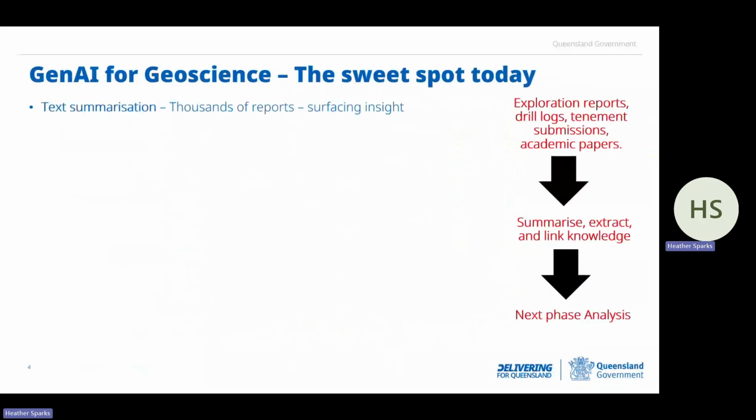Well, text summarisation is a really important component of that. The ability to go through thousands of reports and surface insight. Entity extraction and tagging. So this is identifying commodities, formations, coordinates, concepts like that throughout a large data corpus and surface layers and bring those together.